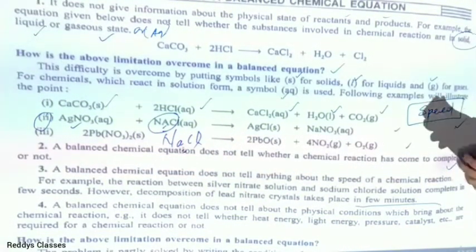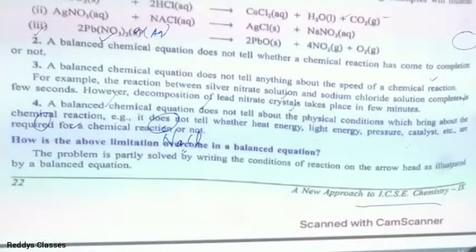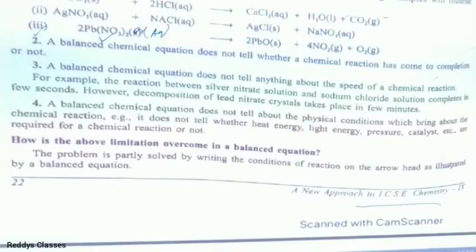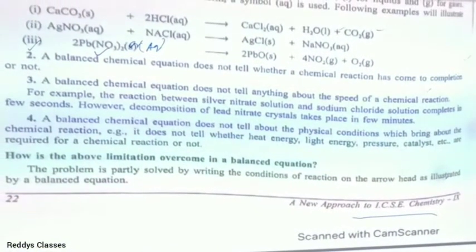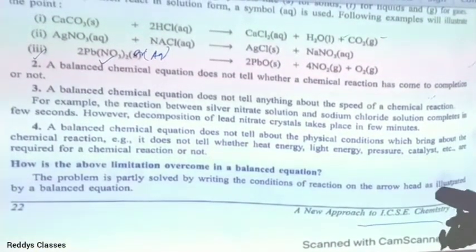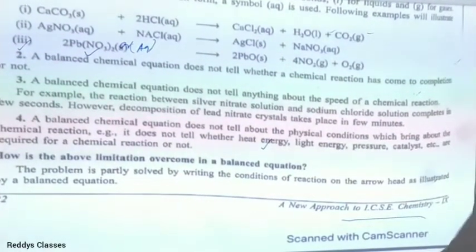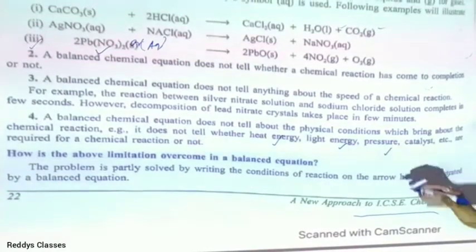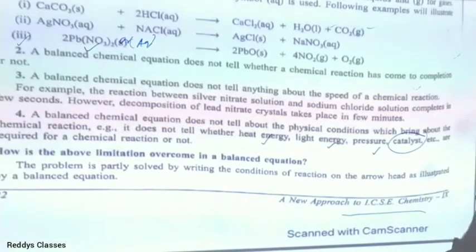Now let us study the fourth part. The fourth part is: a balanced chemical equation does not tell us about the physical conditions. The physical conditions which bring about the chemical reactions are: is heat energy applied on the reaction? Is there any light energy? Is there any pressure? Is there any catalyst? What do you mean by a catalyst?